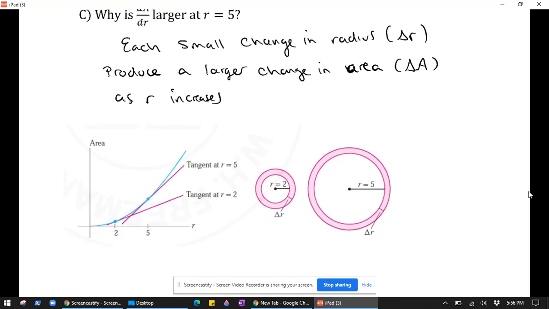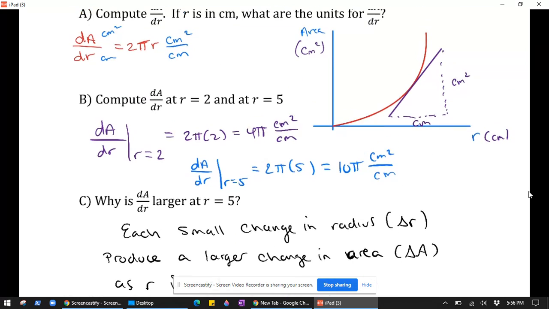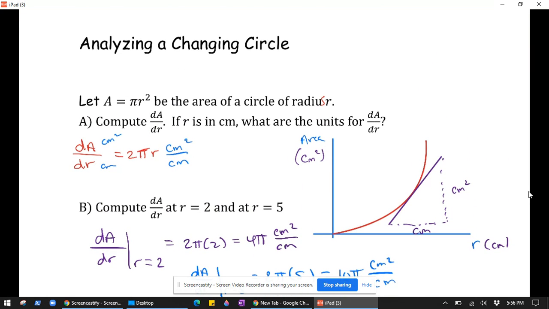But down here, you can also see it visually looking at the circle. Every 1 inch increase in radius when r is 5 is producing more area than when r is 2, just because you can see that that pink ring is clearly much bigger and is producing more area than the one at r equals 2. So this is just a little look at a rate of change involving a circle and also some new notation.